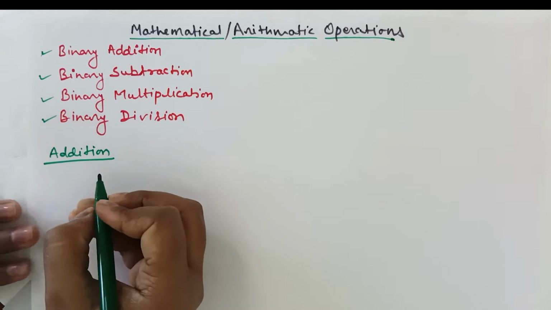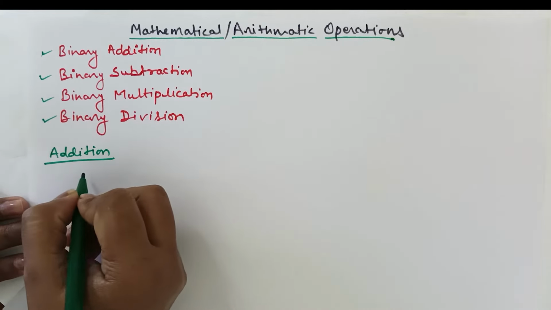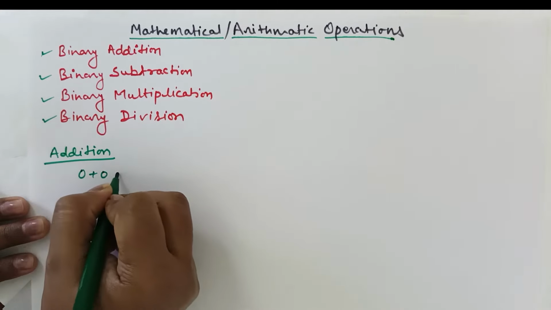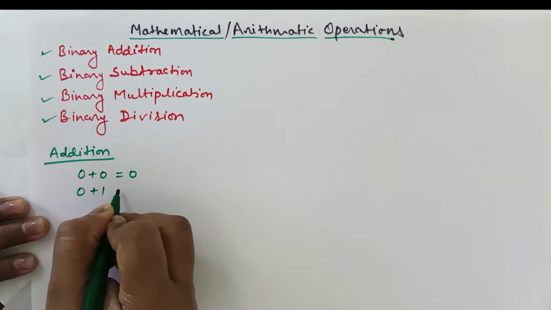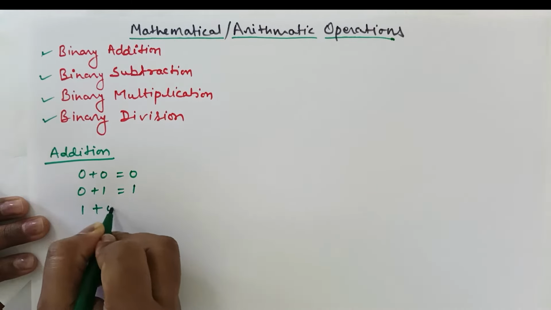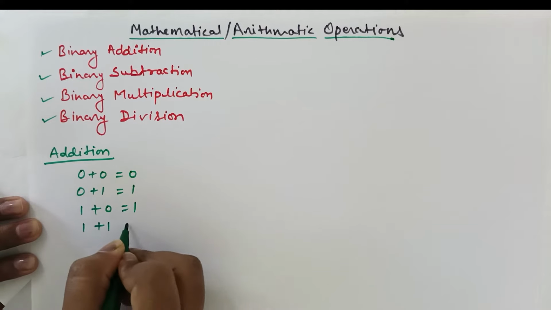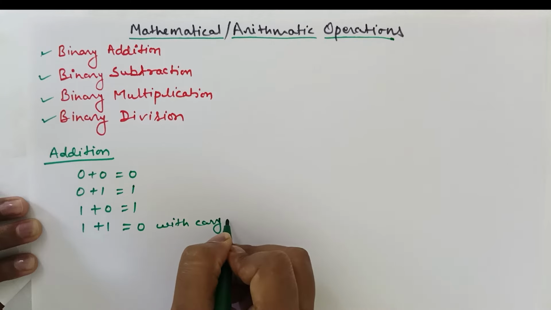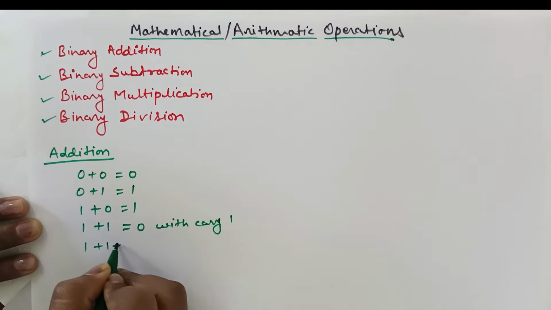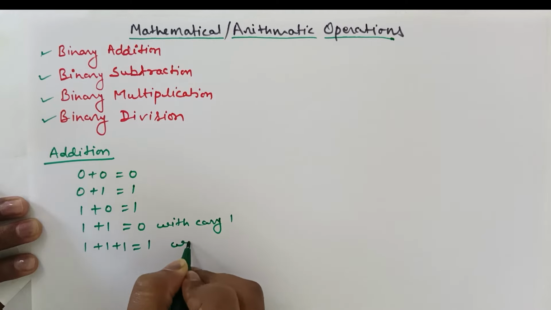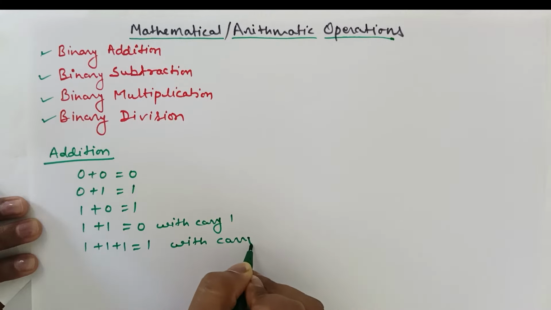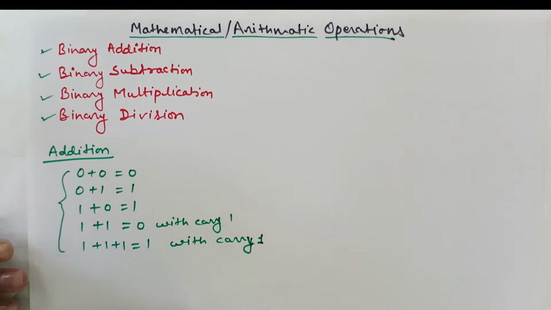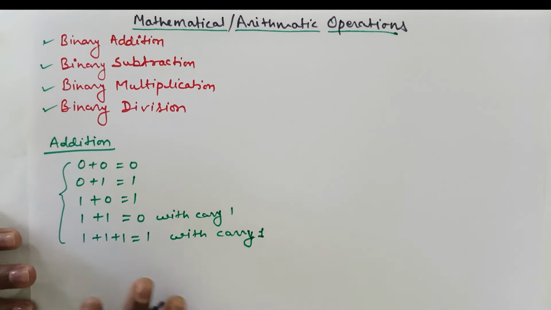For binary addition there are some rules. We use 0 and 1 for binary numbers. So the rules are: 0 plus 0 is 0, 0 plus 1 is 1, 1 plus 0 is 1, 1 plus 1 is 0 with carry 1, and 1 plus 1 plus 1 is 1 with carry 1. So these are the rules for addition of binary numbers. We'll take an example of how to do the addition.